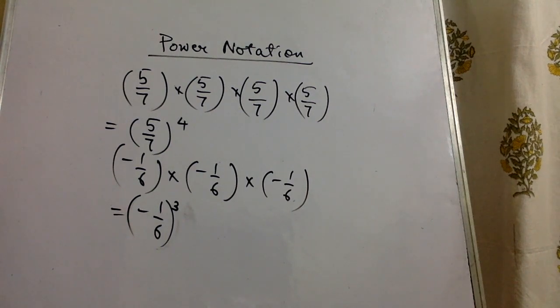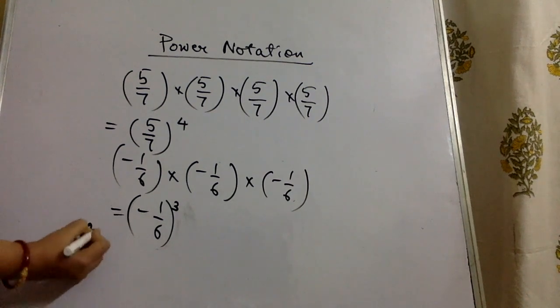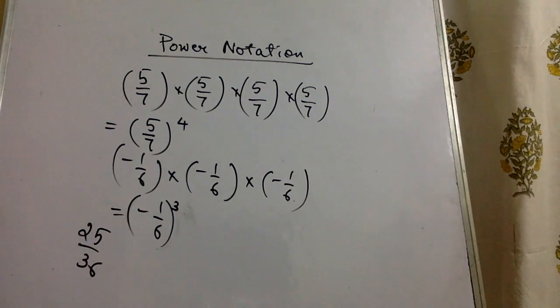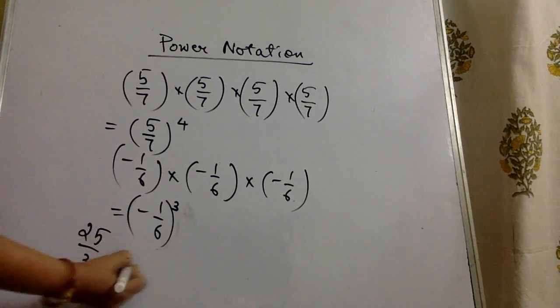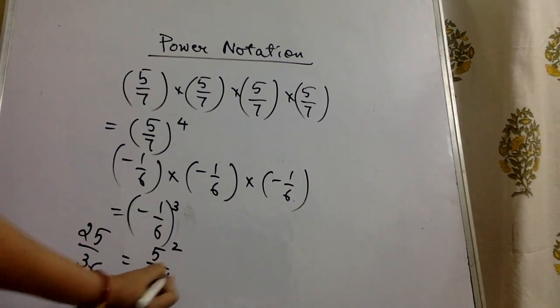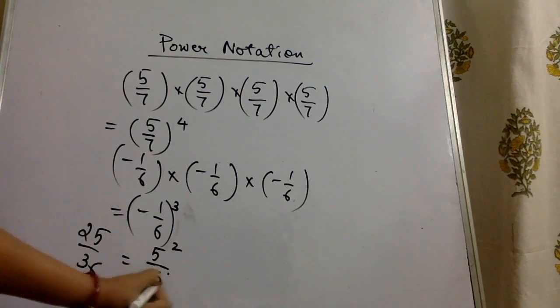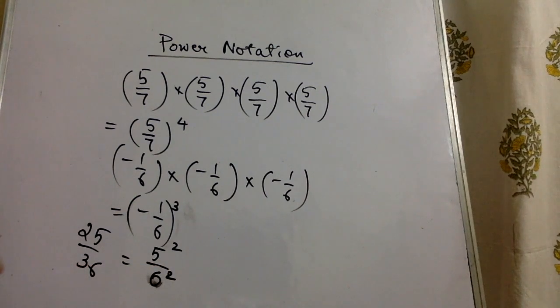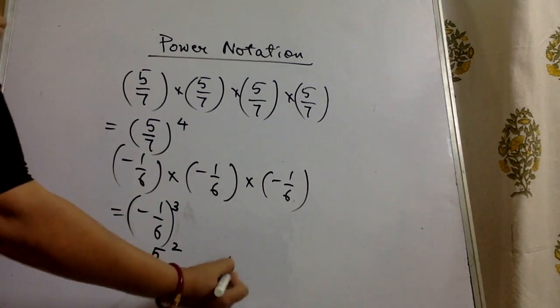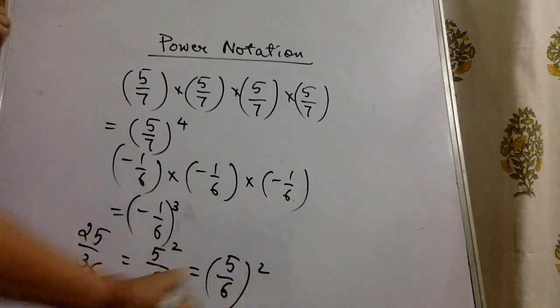Now we'll take up another question. Here it was quite obvious, but let us take another question where again it will be power notation only, but the number is given as one fraction, like 25 by 36. If it is 25 by 36, then what do we do? It is clearly 5 square and 6 square, right? It's a 5 square and a 6 square. That makes it 5 by 6 whole square, isn't it?